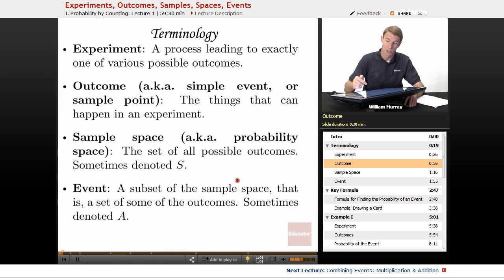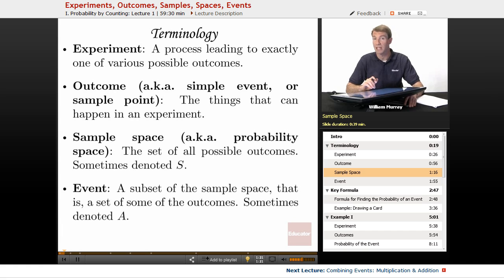An outcome is one of the things that can happen in an experiment. Outcomes are also known as simple events or sample points. So all of those words are synonymous. We use them interchangeably: simple event, sample point, or outcome. If you put all the possible outcomes together, that's called the sample space. So the sample space is essentially the set of all things that can happen in an experiment.